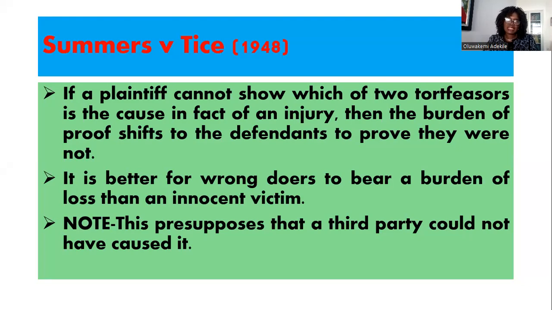So the court said in Summers and Tice that if a plaintiff cannot show which of two tortfeasors is the cause in fact of an injury, the burden of proof shifts to the defendants to prove they were not the cause. So in each of these examples where two people fired in the direction of the plaintiff and he was injured, and you could not determine who is actually the one that hit him, the two of them are liable, because the law would rather compensate a victim than allow two probable defendants, two probable tortfeasors, to escape liability.